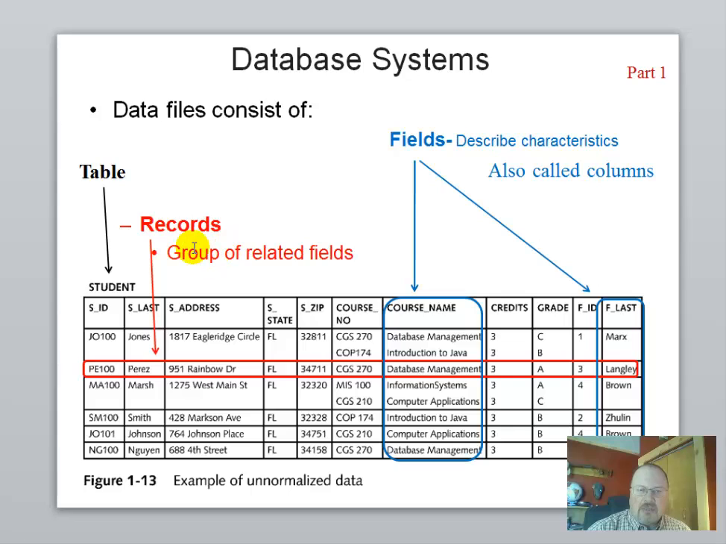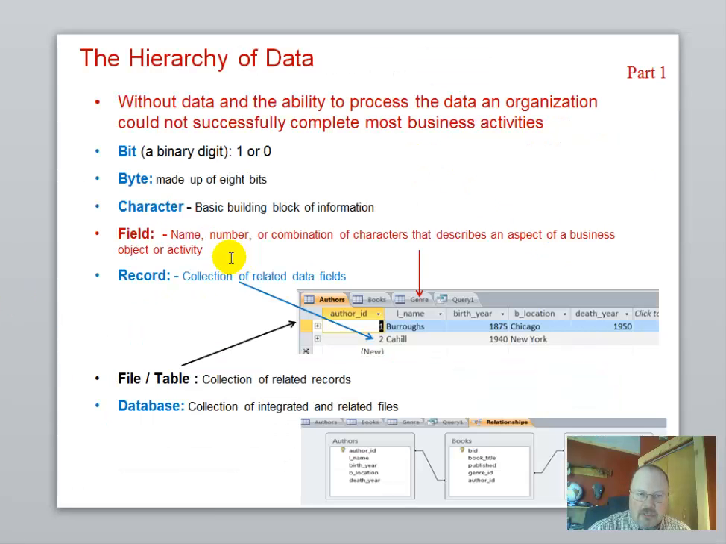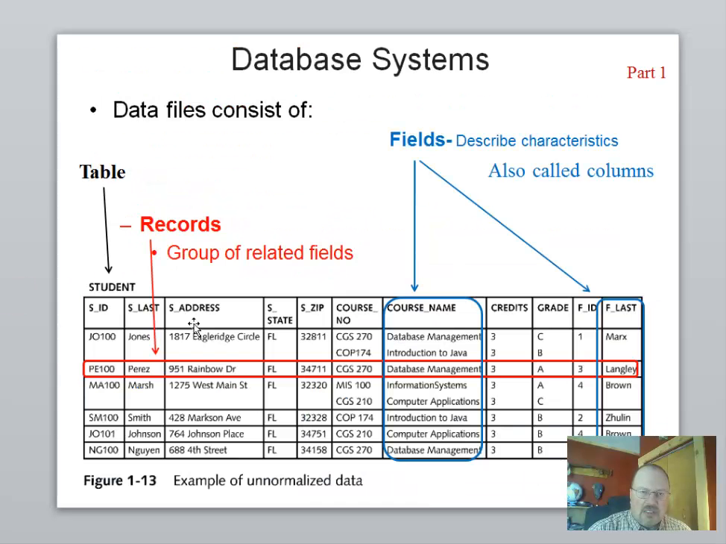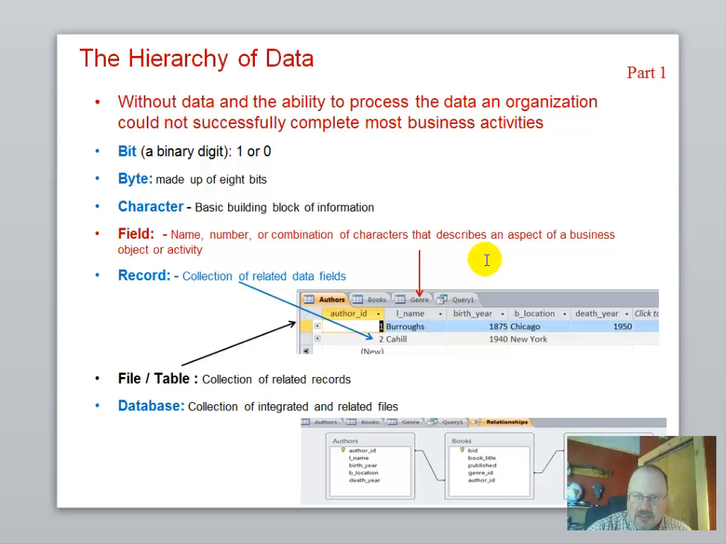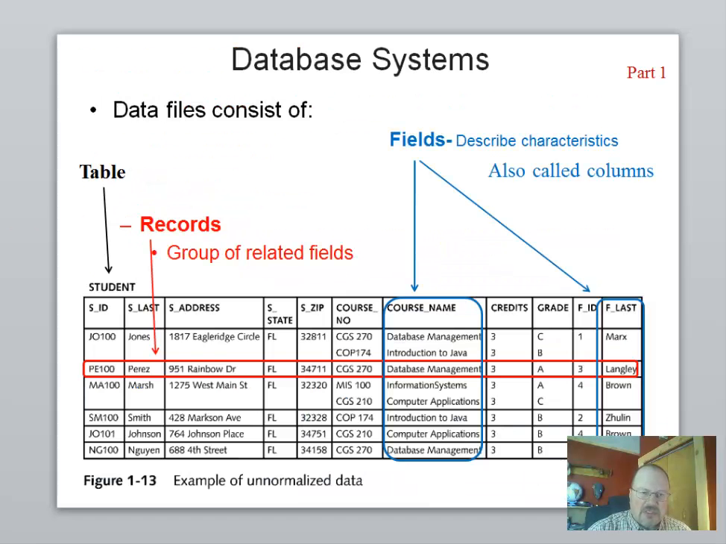Now we take a look at the records and tables also. This is kind of what a database might look like, the information within the database. First you have your fields, okay, and remember what they were. Fields were a name, number, or combination of characters that describes an aspect of the business. Okay, so we have the fields. Now we have SID, S last, S address, course name. So those are all objects basically within that database. Again, characters that describe an aspect of the business.